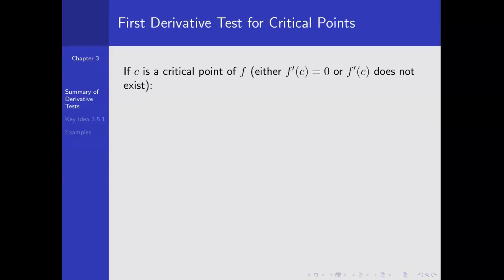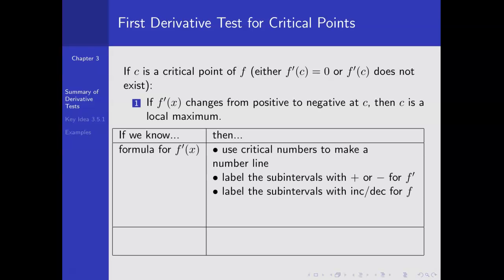All right, first derivative test for critical points. So if C is a critical point, then the first derivative test, and the way it's different from increasing and decreasing, uses the same information from increasing and decreasing, but just labels places where direction changes with local max or local min. So if f prime changes from positive to negative, then C is a local max.